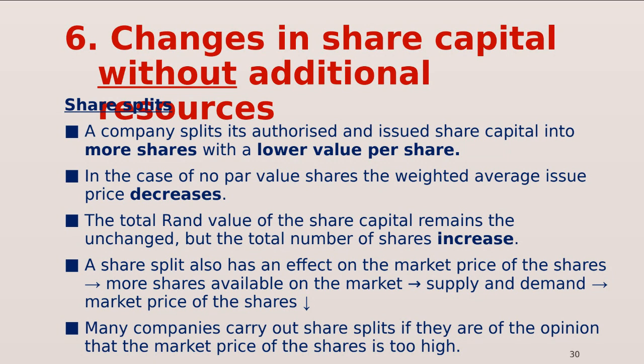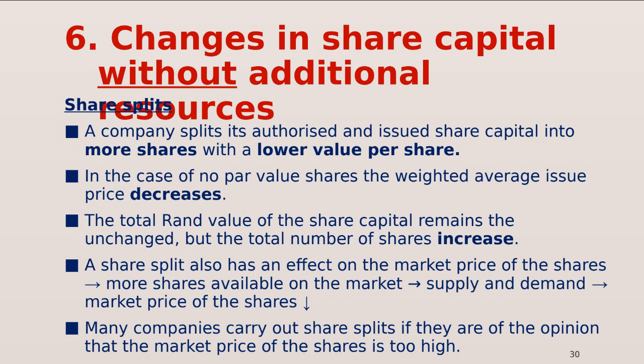When does a company normally do this? A company would normally do this when they're trying to lower the share price. The share price is too high, and they want to try and decrease it. When the share price is high, it might mean that no one wants to buy the share because it's too expensive. So they try and decrease it by splitting the shares.